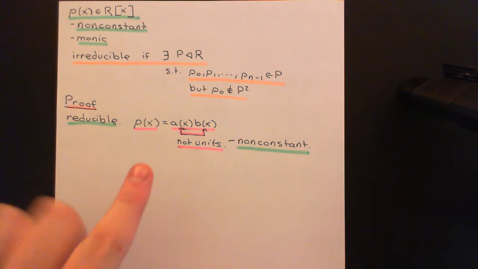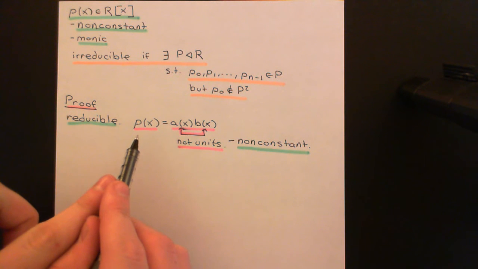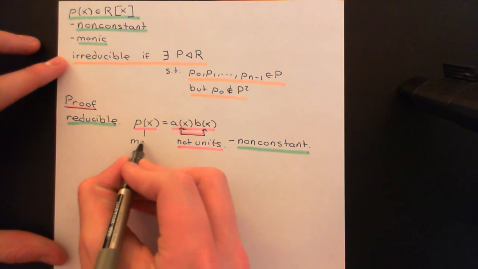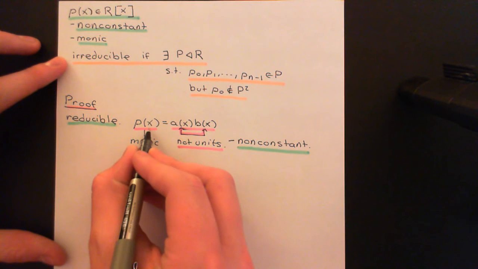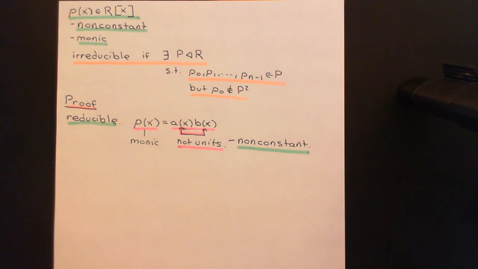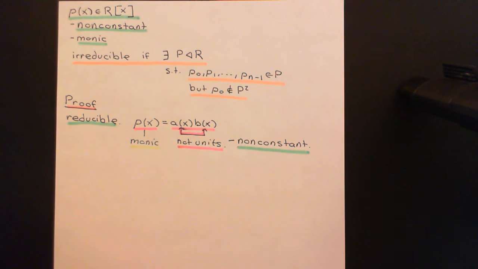Well, the reasoning is that this polynomial p of x here is a monic polynomial. That's what's going to be important in being able to conclude this. The fact that this is a monic polynomial and the fact that both of these are not units is, I claim, going to show me that they are non-constant polynomials as well. So what's my reasoning behind that?